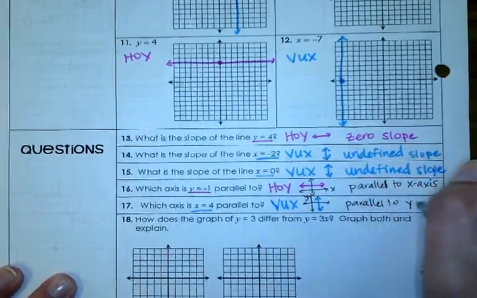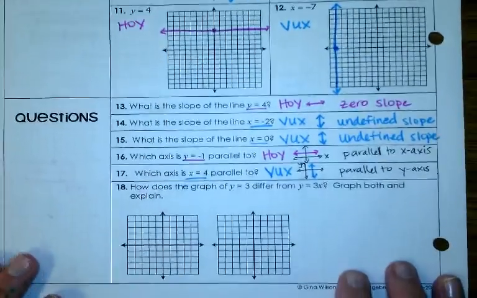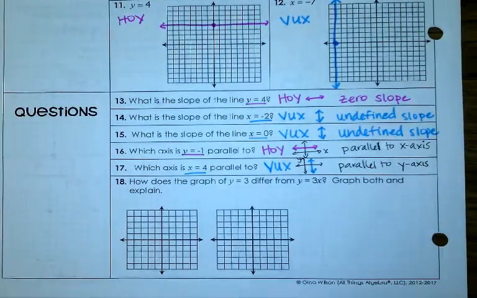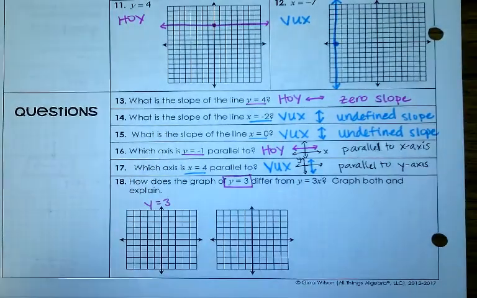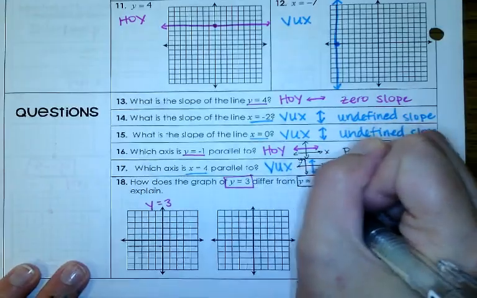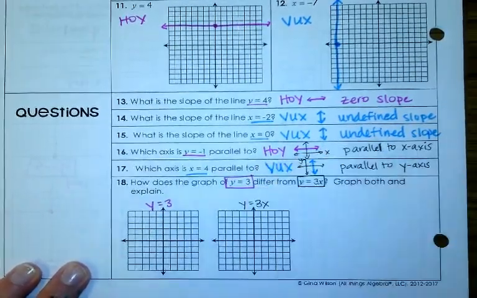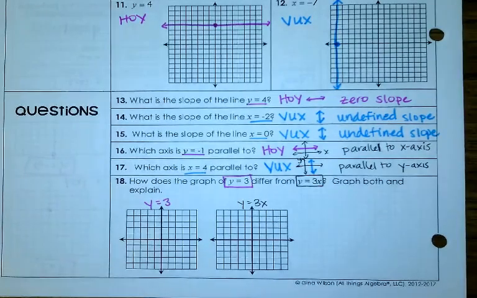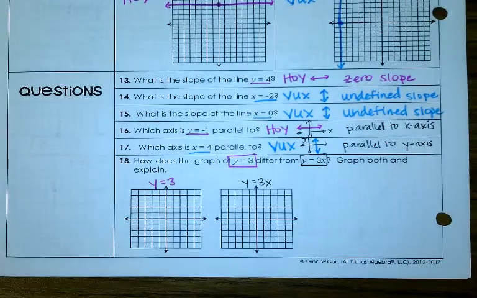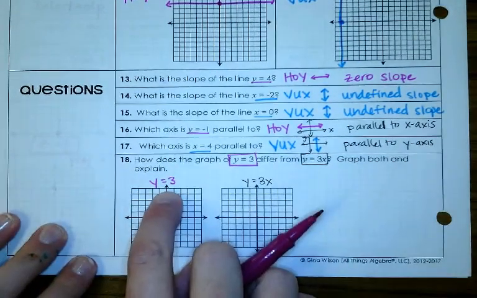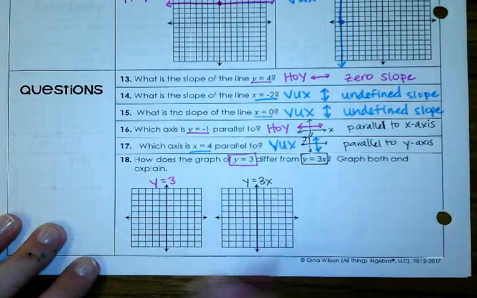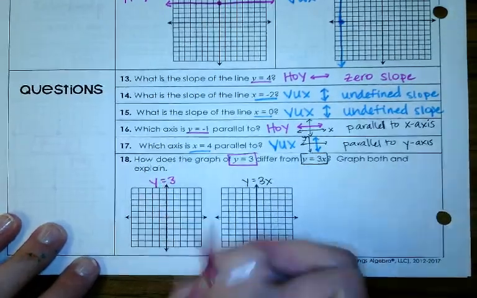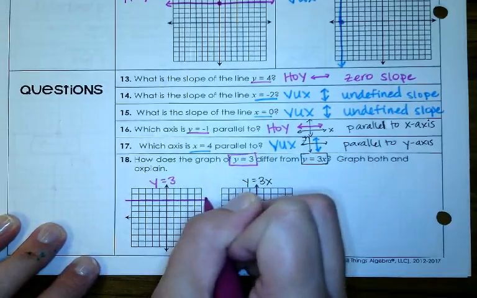All right. So what I want you guys to do now is graph these two equations. Y equals 3, and then graph y equals 3x. Okay? I want you to graph both of them, and we're going to explain how they're different from one another. For y equals 3, what is the slope of that equation? 0. What kind of line is this? Horizontal, vertical, diagonal? Y equals 3? Horizontal line. Because it's y equals a number, you can think HOY for this one.